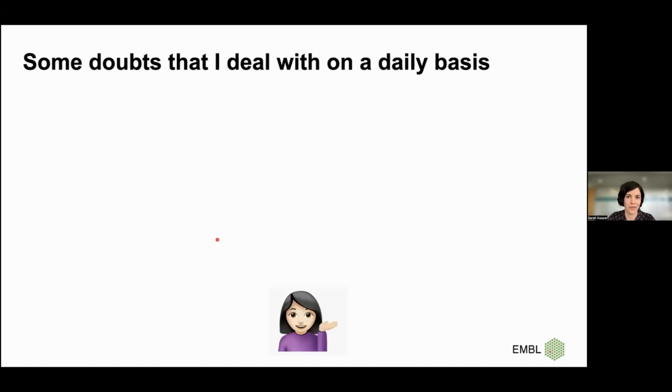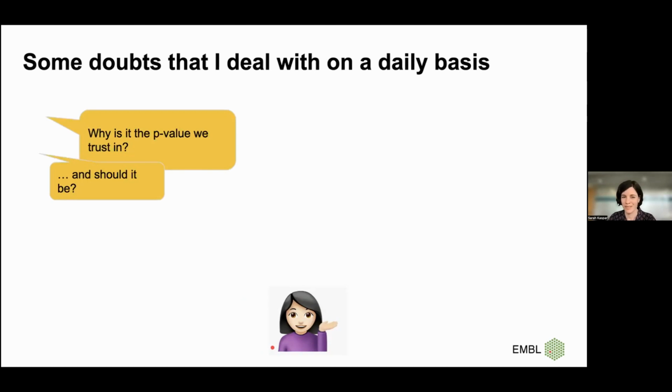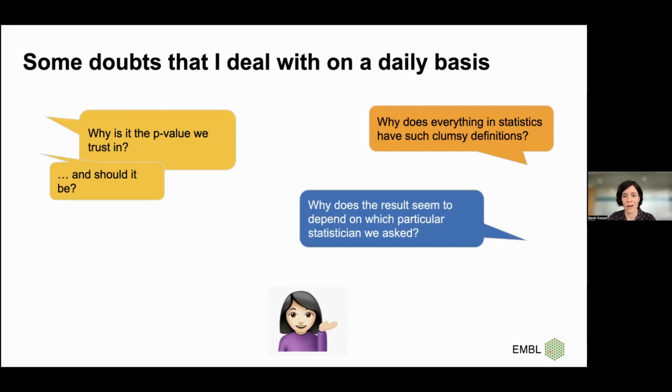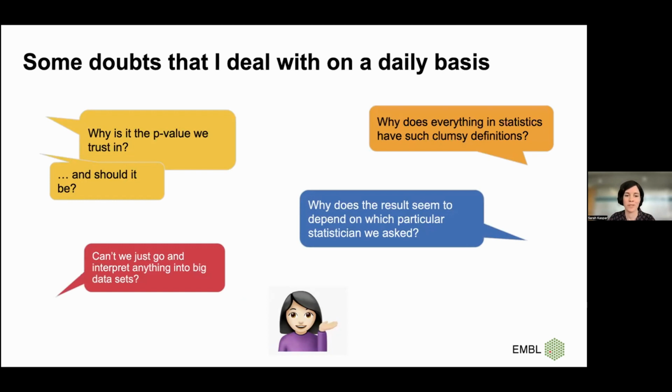So as a general biostatistician, I see both the small and the large data sets from biological researchers, and I also hear a lot of doubts. And I just wanted to share with you some of the questions or doubts that I hear on a daily basis in my work. So why is it the p-value that we trust in, and should it be that? Why does everything in stats have such clumsy definitions? Why do the results seem to depend on which particular statistician we asked? And finally, can't we just go and interpret anything into big data sets? So if these are also your questions, I promise I'll do my best today to address all of them.